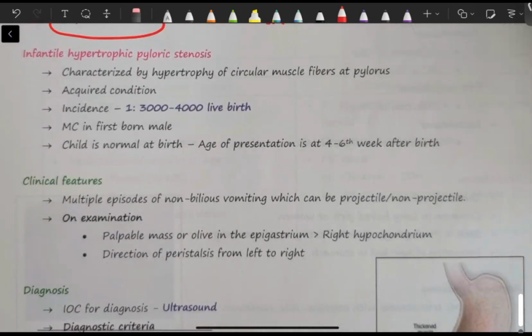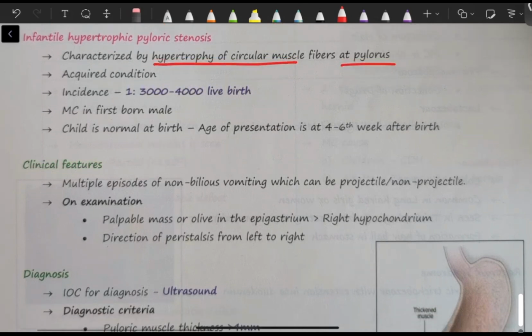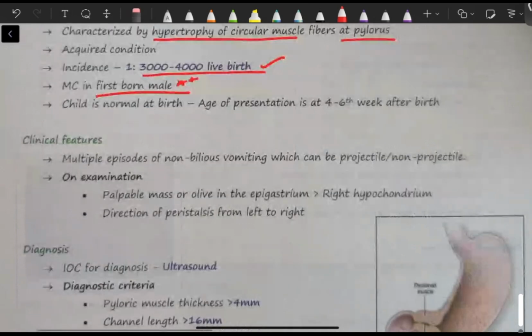Okay, just like I said, there is hypertrophy of circular muscle fibers at the pylorus region of stomach. It is an acquired condition, and usually 1 in 3000 or 4000 live births will present with this. Most commonly seen in firstborn males. There is no particular reason, it is usually just a study conducted, and it is seen most commonly in firstborn males.